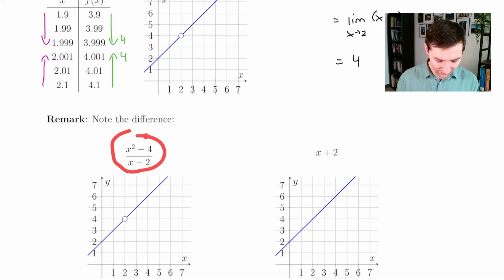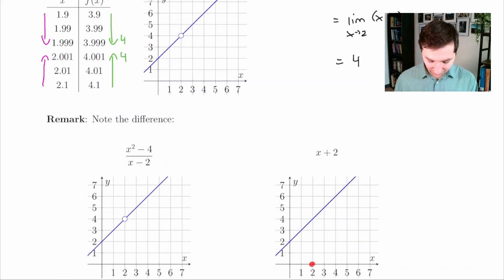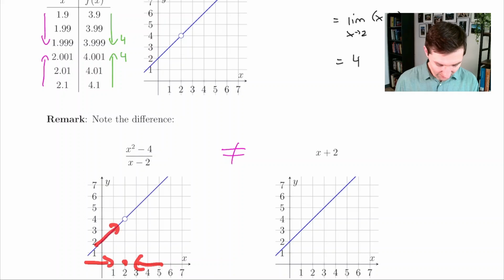The function on the left is not defined at x equal to 2. The function on the right is defined at x equal to 2, which means the two functions are almost identical besides at one point, at x equal to 2. In that case, we say that the two functions are not the same. However, their limits are the same at x equal to 2. Note that as x's, the inputs, approach 2, the outputs approach 4 in both cases.